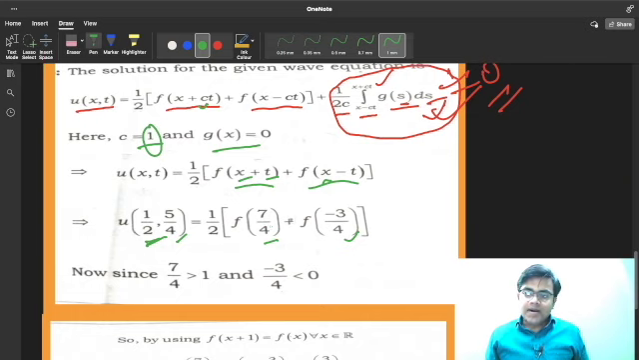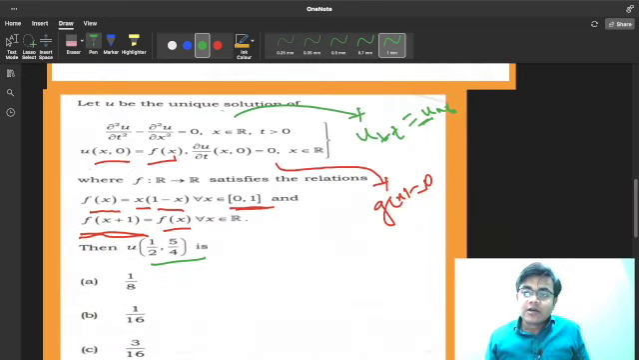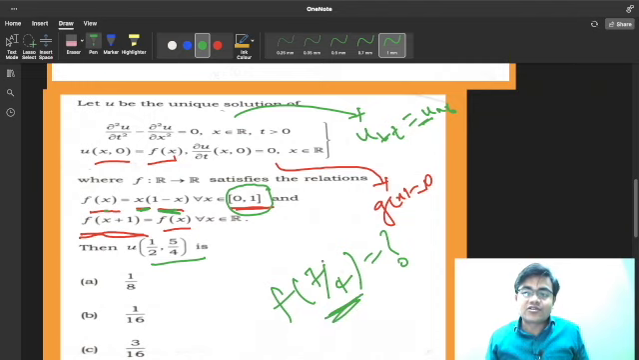But you have to use the definition of this f. When you get the output for this f, your output will be x into 1 minus x, but only for this interval. Then how shall you find f of 7 by 4? Because 7 by 4 does not belong to this 0 to 1. So for that you need to use this one: f of x plus 1 is equal to f of x for all x belongs to R.